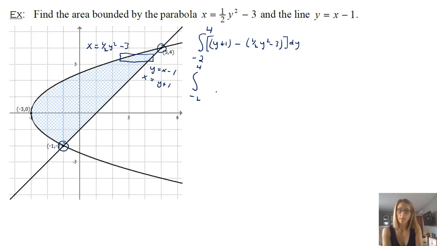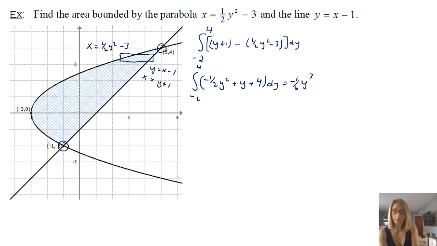What I might do first is combine any like terms and distribute that negative. So I'll have a negative 1/2 y squared, plus y, and then I have a 1 minus a negative 3, so I'll have plus 4. If you want, you're welcome to pause the video and see if you can find the antiderivative and evaluate it correctly. It looks like we'll have a negative 1/6 y cubed, plus 1/2 y squared, plus 4y, and that's going to be from -2 to 4. And then it's just evaluating.